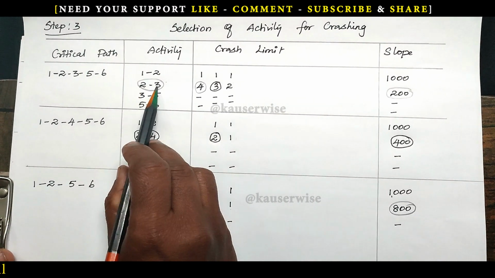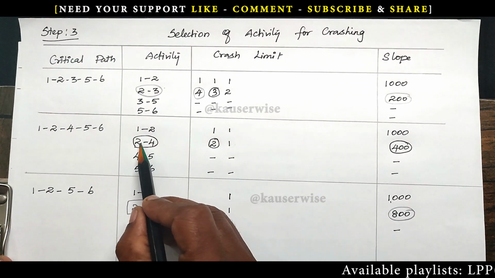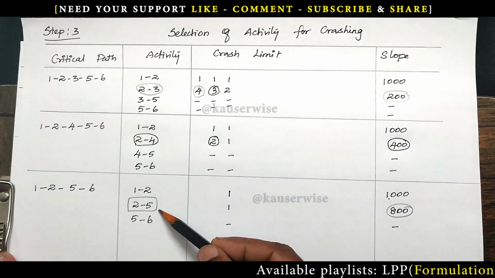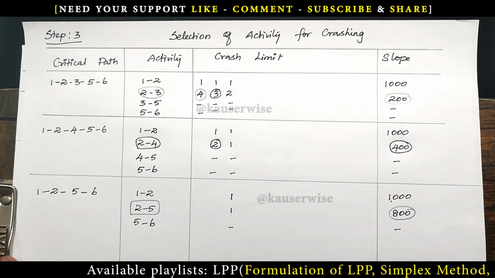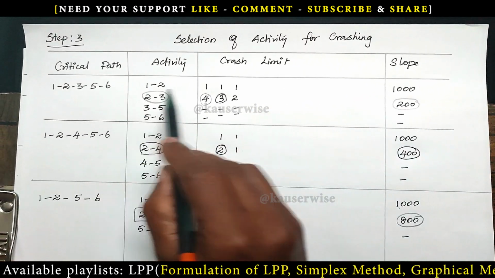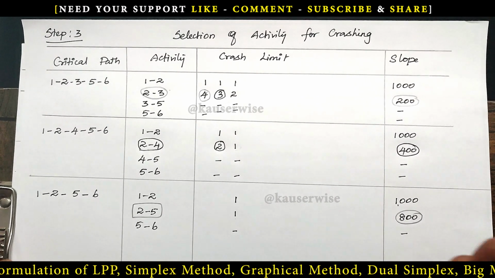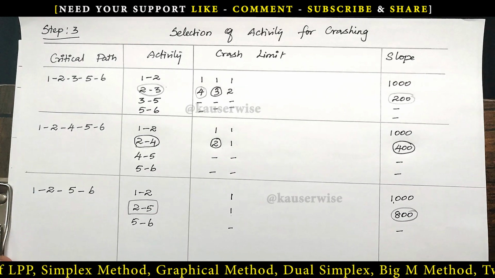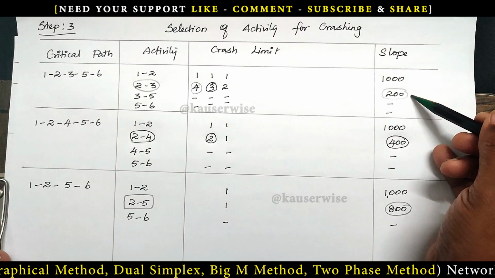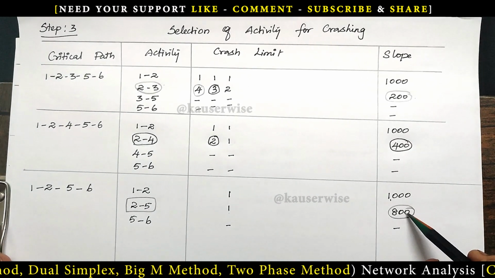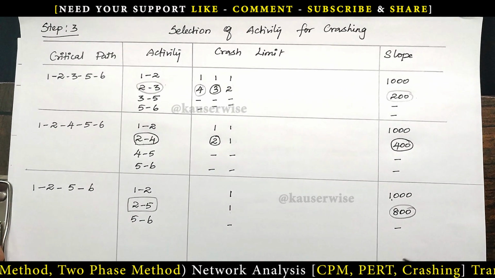So 2, 3 is not there in the second and third critical path. In the same way, 2, 4 also is not there in the other critical paths. Again, 2, 5 also is not there in the other critical paths. So if we reduce 1 day in each critical path, it is going to reduce only 1 day in the total completion time. But the cost will be increased by 1400. The total cost is 200 plus 400 plus 800. It is going to be 1400. So instead, we can go for the second option.